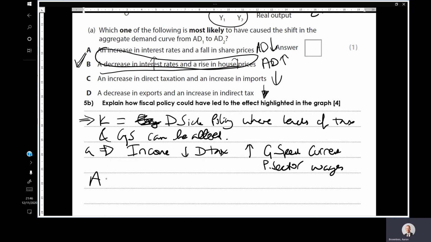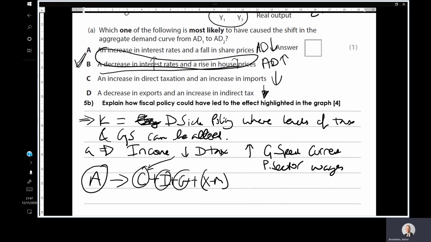Then, to get your analysis marks, you need to link this into the part of aggregate demand effects. So if you're going to go down the income tax reduction route, you could link that into consumer spending. If you went down corporation tax, link it into investment. If you're just going to take it directly into spending on public sector wages, you say there's an increase in government expenditure, which ceteris paribus will increase the aggregate demand, leading to a shift outwards as highlighted in the graph.